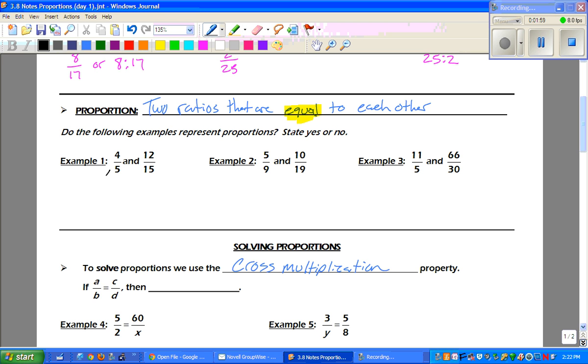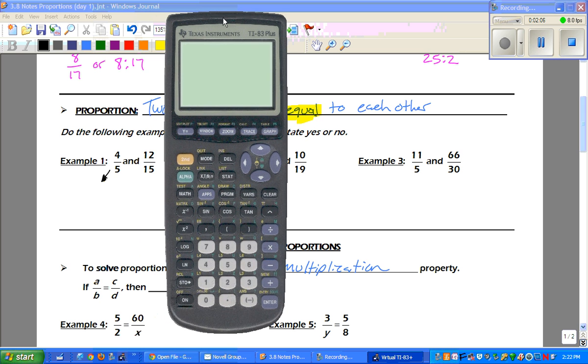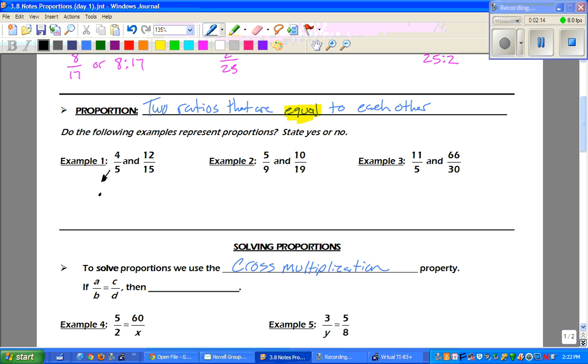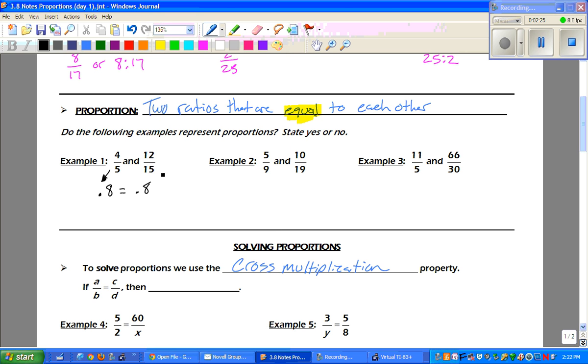So what does 4/5 equal? To figure that out, we're going to take out our handy dandy calculator. 4 divided by 5 equals 0.8. Does 0.8 equal 12 divided by 15? That's 0.8. Does 0.8 equal 0.8? Yes.